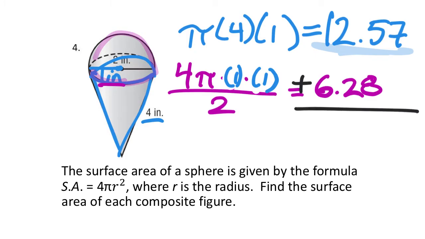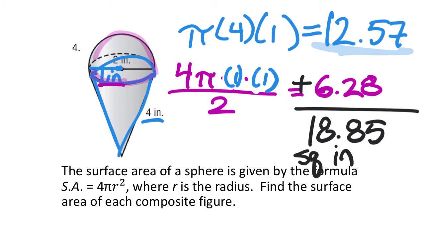So adding these two together will give me the full surface area of this half sphere on top of a cone. 6.28 plus 12.57 in my calculator gives me 18.85. And again, this is in square inches. I do like my cones to be a little bit bigger than that, which is why I usually use bowls.